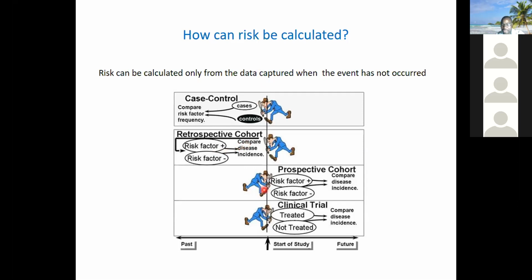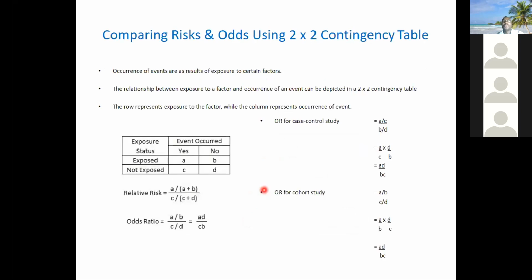Now, we are not doing epidemiology study design here, but just for you to be able to conceptualize. Comparing risk and odds using a 2x2 contingency table. Now, how do you do that? Occurrence of events is as a result of exposure to certain factors. You know that, the occurrence of disease. There must be something causing the disease that you were exposed to, knowingly or unknowingly. The relationship between exposure to a factor and the occurrence of an event can be depicted in a 2x2 contingency table.